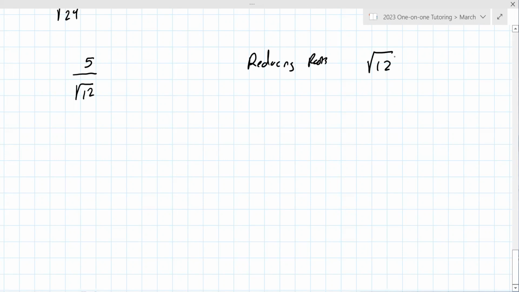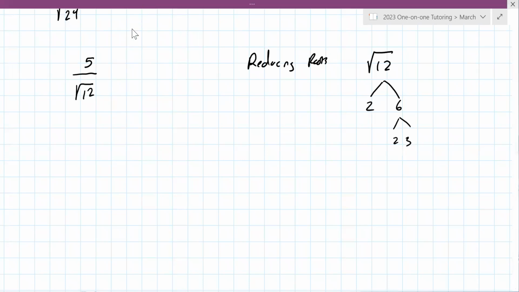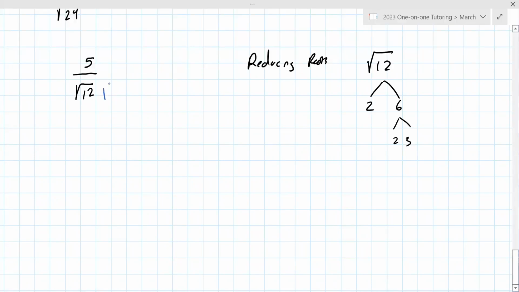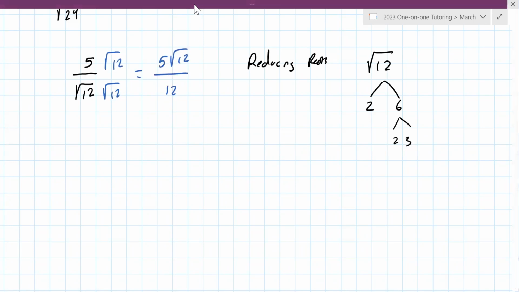So you've never seen this before. Like, you haven't seen this factor tree, 2 and 6 and 2 and 3? No. Okay. Well, that's interesting, because these problems here, you're supposed to... I don't think we've covered this part yet. You don't have to, but in a problem like the one on the left here, you can just multiply the top and bottom by the square root of 12, and this becomes 5 square root of 12 over 12.